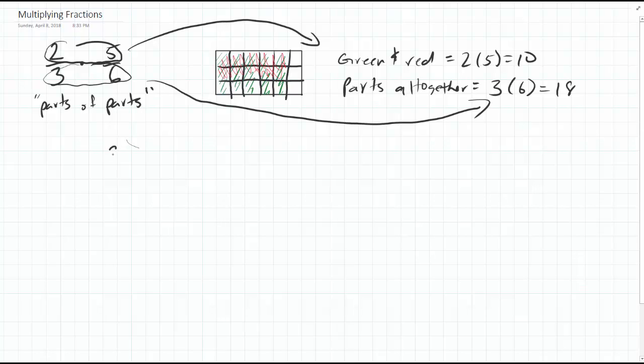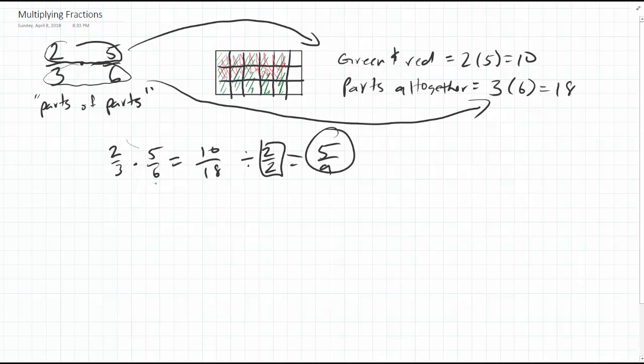So 2/3 times 5/6. 2 times 5 is 10. 3 times 6 is 18. So 10/18. Now are we done? By now we should remember that we need to simplify, so I'm going to divide by 2 halves, and I'm going to get 5/9. So 2/3 times 5/6 is equal to 5/9.